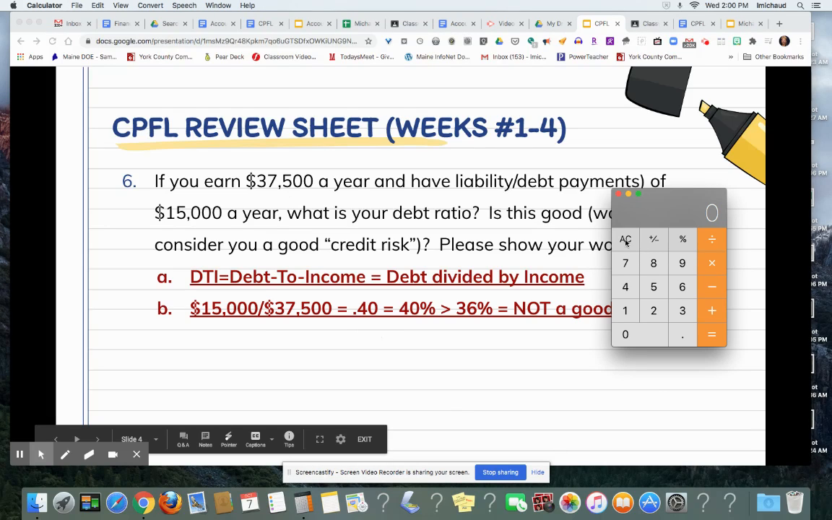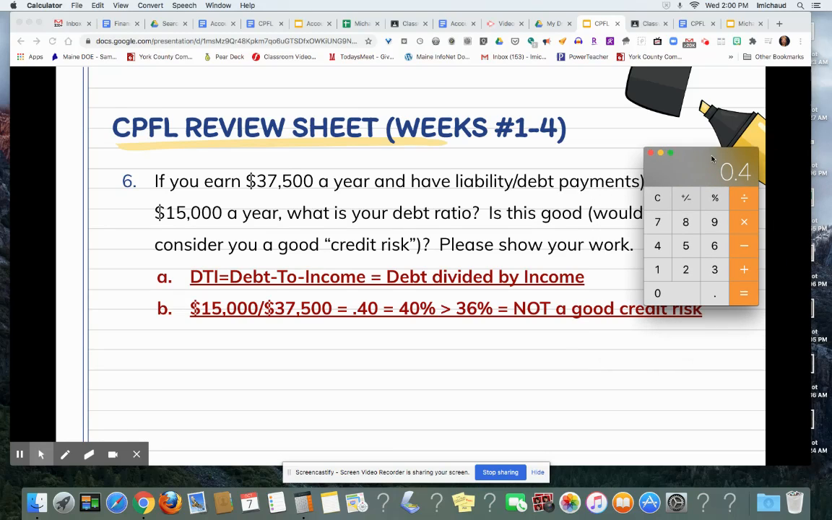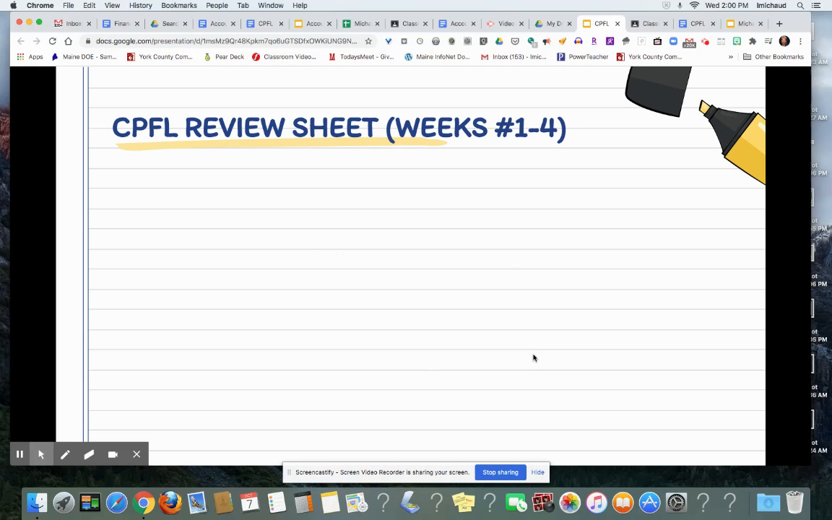So again, if I clear the calculator and I do 15,000 divided by 37,500, that's equal to 0.4, which is 40%. And since that's greater than 36%, which is a rule of thumb, it's not a good credit risk. Okay? So that's important. Make sure you put the previous problem on your sheet.